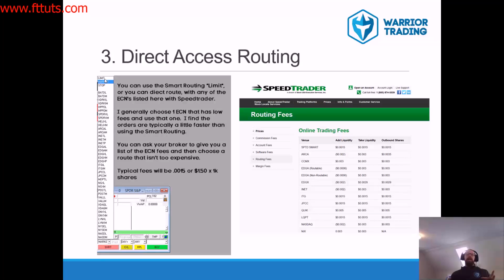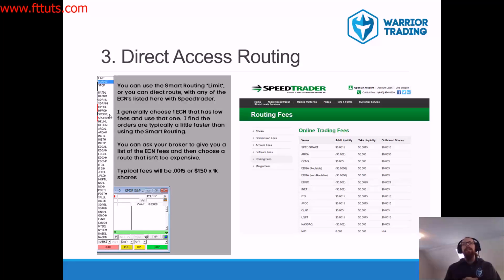Most brokers that are full service brokers like E-Trade and Ameritrade, they only have limit or stop and market. They don't give you the option to do direct access routing, and if they do, it might only be with one or two routes like NASDAQ and ARCA. So the flexibility to have all of these routes is an advantage for a trader. Now, the reality is, for me, I just choose one and use it all the time. I really like ARCA, I like EdgeX, I like INET. They're all pretty much equal, but compared to a smart route limit order, they're faster.